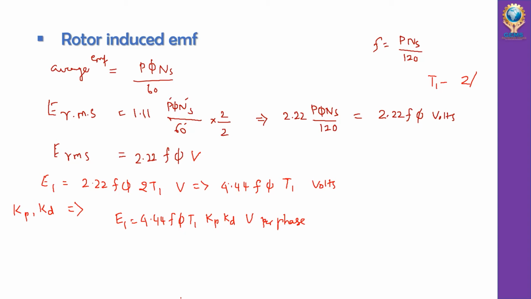Okay, if you want to find out E2, the rotor EMF, you have to change 2 things. One is f, another one is T1. Remaining things are all the same. So what we will get is 4.44 fr φ T2 Kp Kd voltage, per phase.